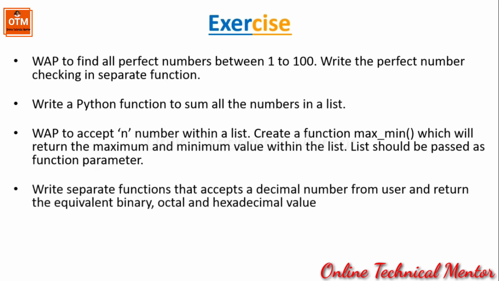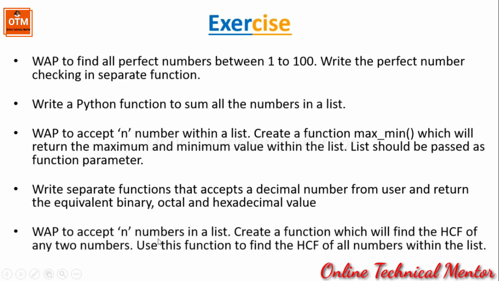The next exercise is write separate functions that accept a decimal number from the user and return the equivalent binary, octal and hexadecimal value. So we have to create separate functions for decimal to binary, decimal to octal and decimal to hexadecimal value. And finally, write a program to accept n numbers in a list. Create a function which will find the HCF of any two numbers. Use this function to find the HCF of all the numbers within the list.